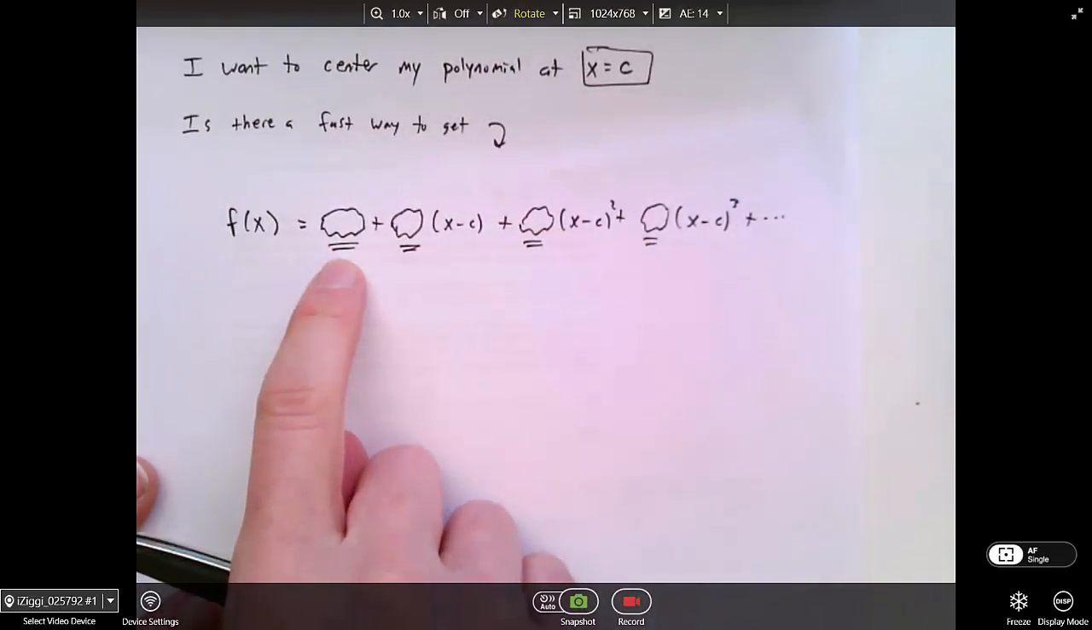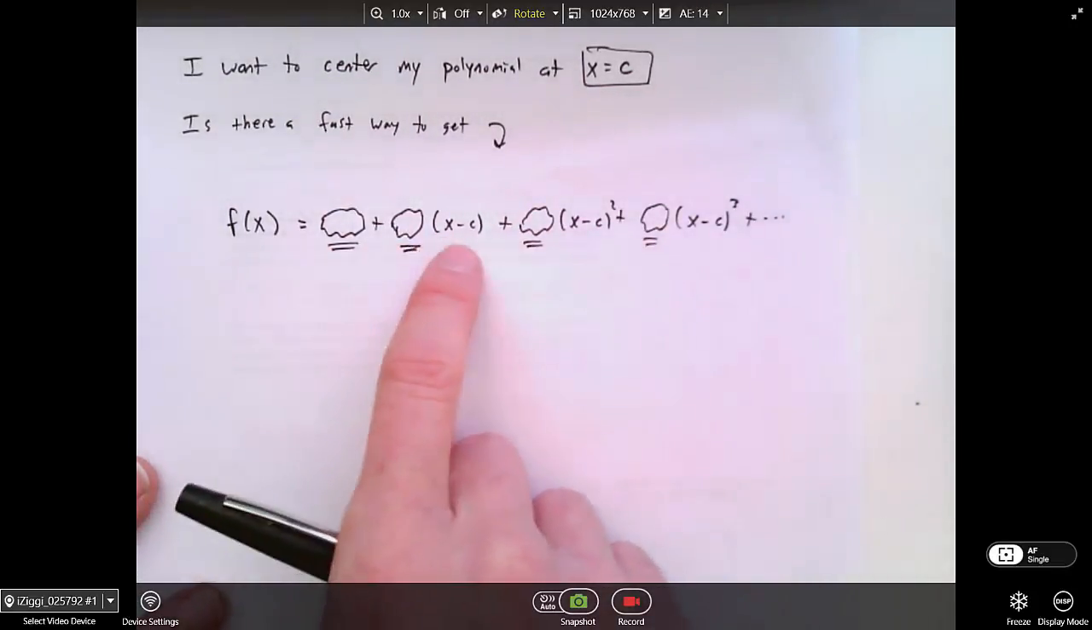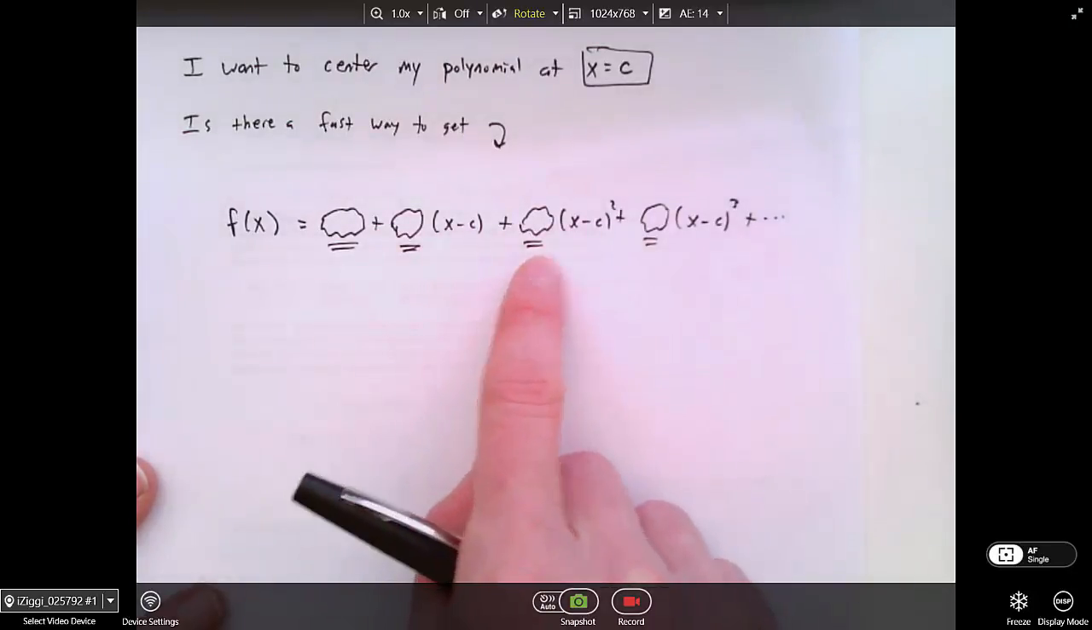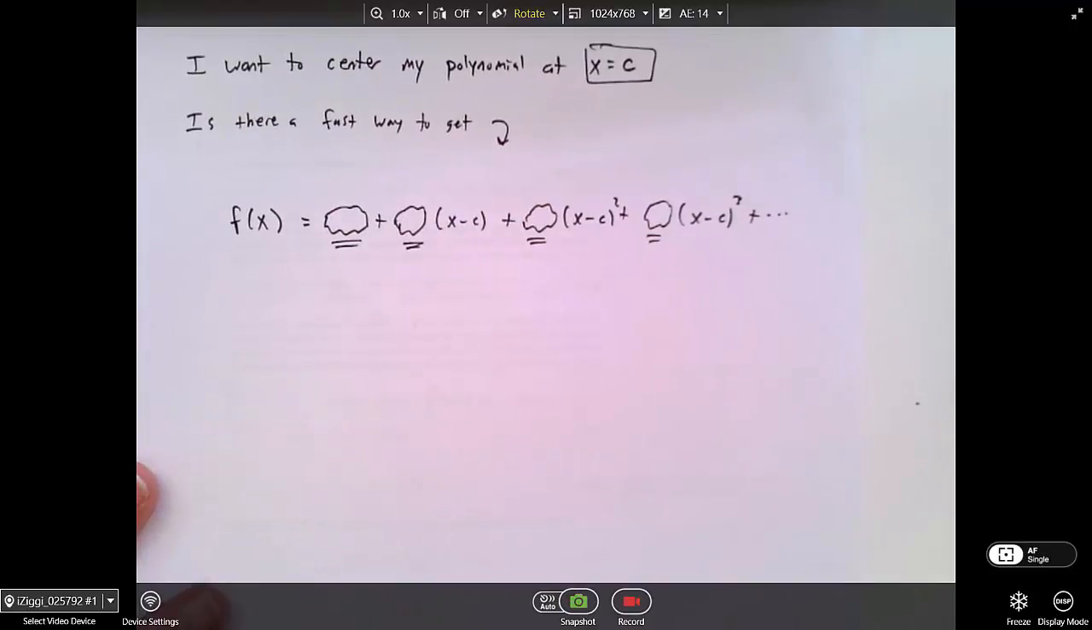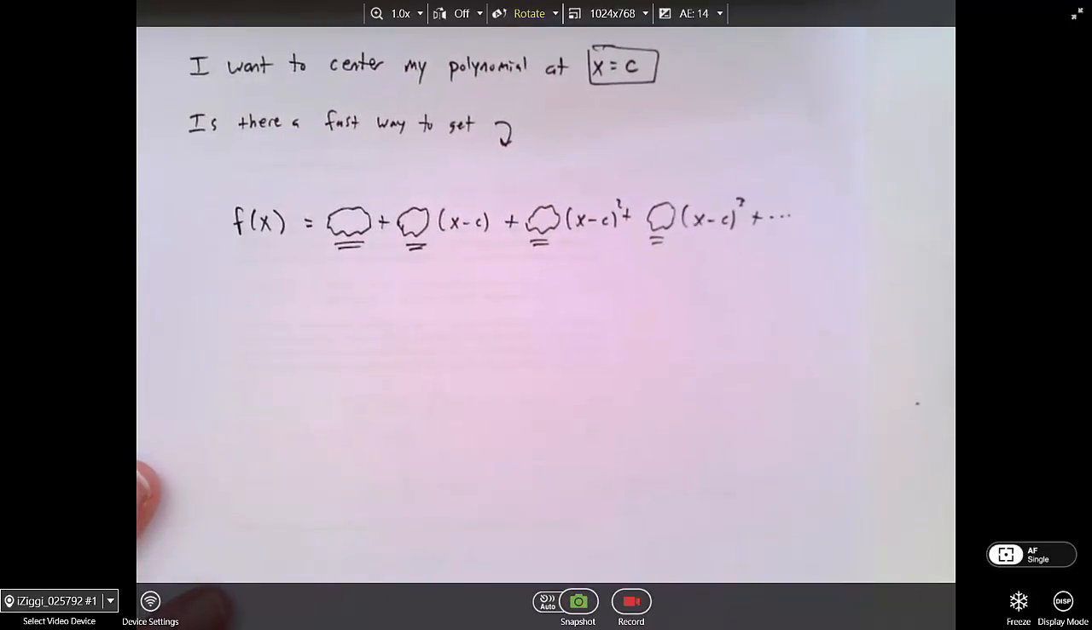got a constant plus a coefficient on x minus c, plus a coefficient on x minus c squared, x minus c cubed, and so on? The answer is yes and no. Let's go through that same process for the last time.